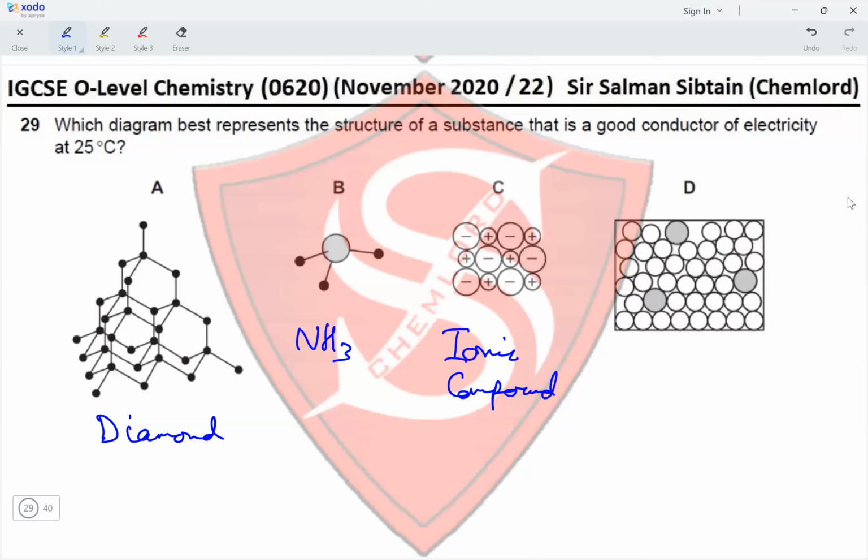And the next would be a metal with two different atoms in it, because there is a gray atom and a white atom, and there are very few gray atoms compared to white atoms. This is what happens in alloys. Since it should conduct electricity at room temperature, diamond and ammonia will not conduct electricity. Ionic compounds will conduct electricity, but in the molten state, which means they would not be at room temperature. And alloys are metals, so they would conduct electricity at room temperature, making option D the correct option for this question.